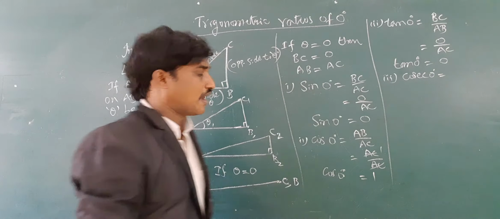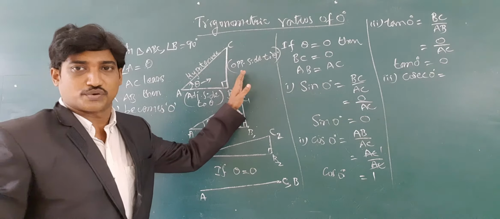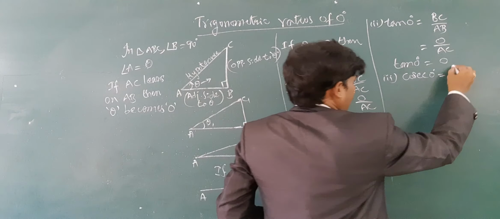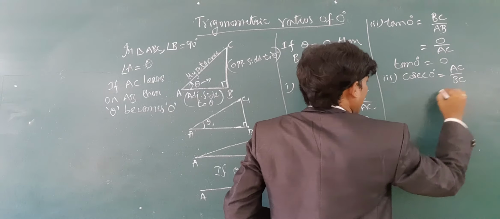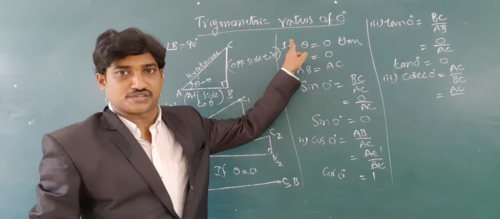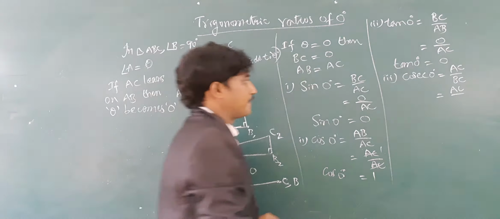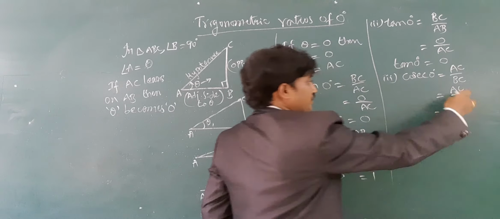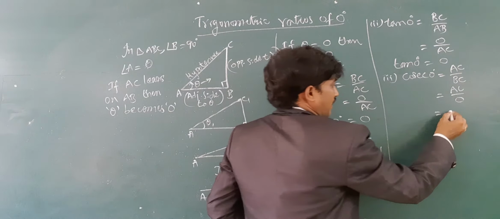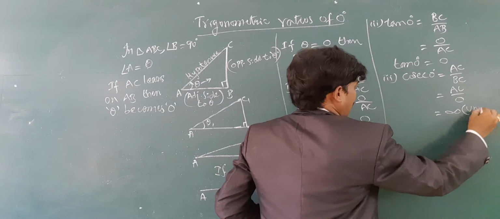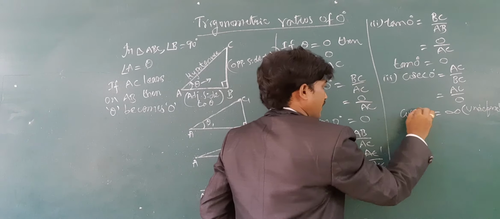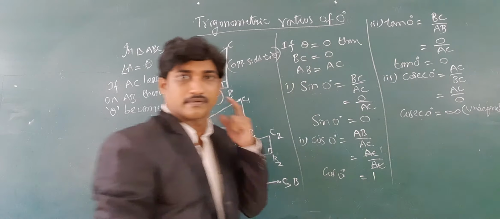Next, cosecant 0 degree. Cosecant 0 degree is hypotenuse by opposite side to theta, that is AC by BC. BC value is 0 in case theta is equal to 0 degree. Division by 0 is undefined, so infinite. We can write undefined. So cosecant 0 degree is undefined.